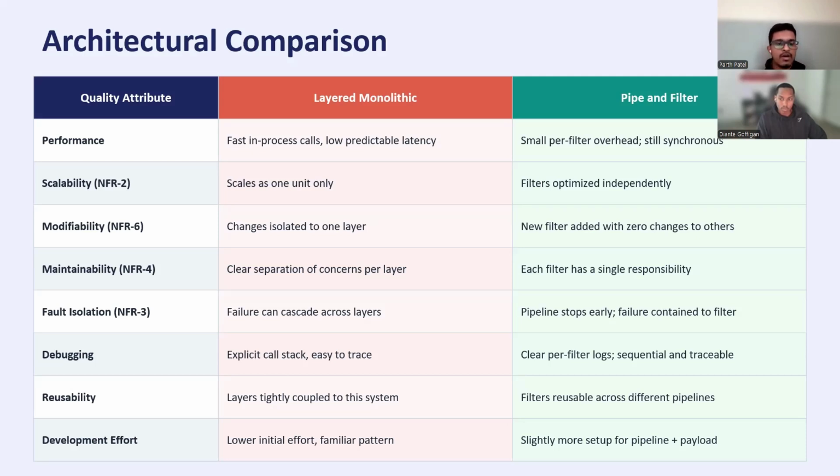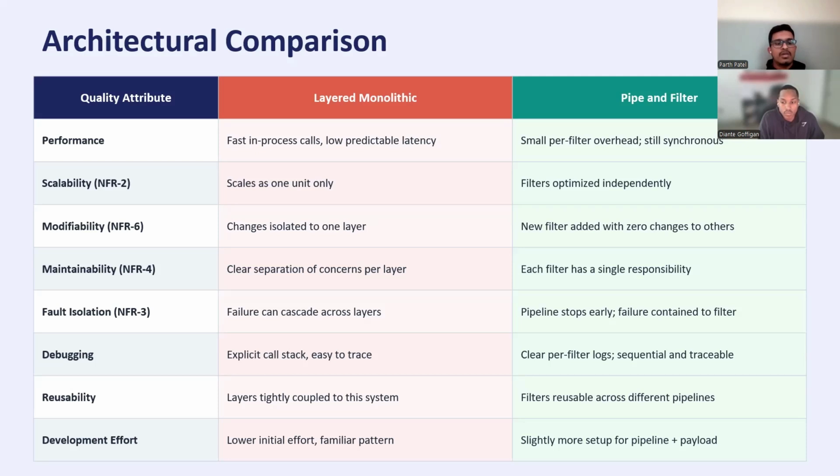In case of debugging, in the layered monolithic architecture, it is comparatively easy to trace the code, and it's an explicit call stack. Whereas in pipe and filter, it has clear logs, and each operation that is run on the pipe and filter side is sequential as well as traceable.